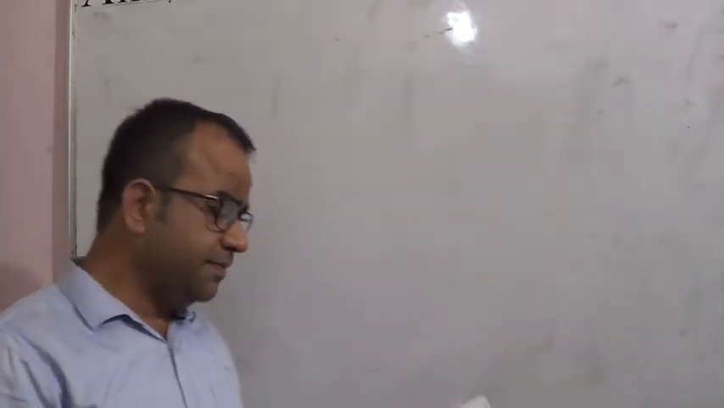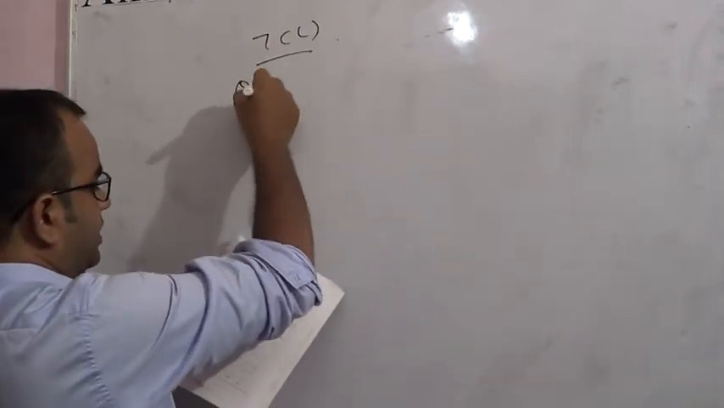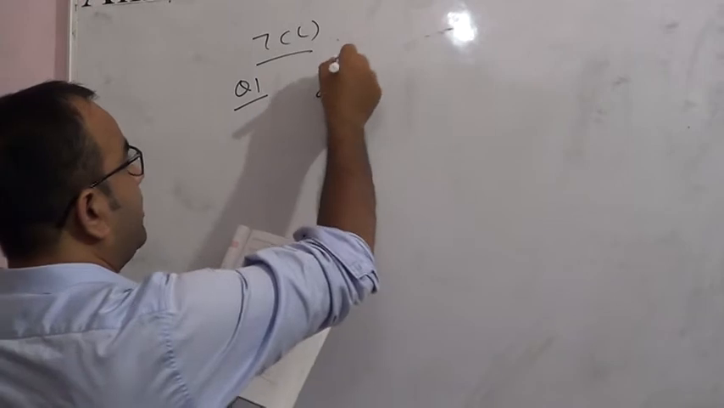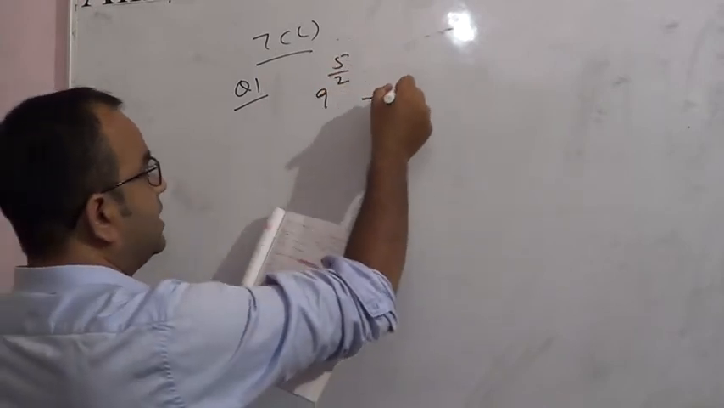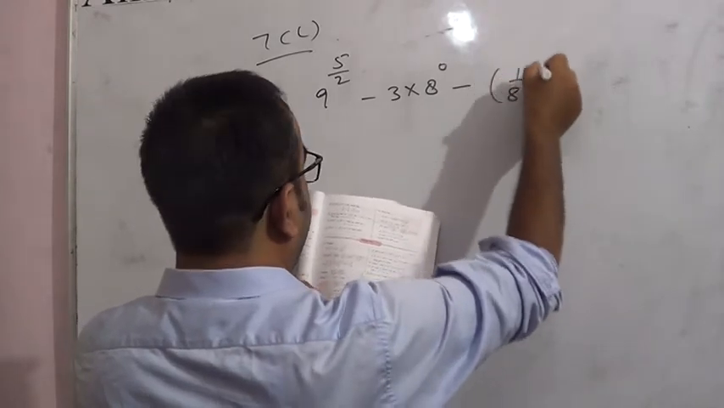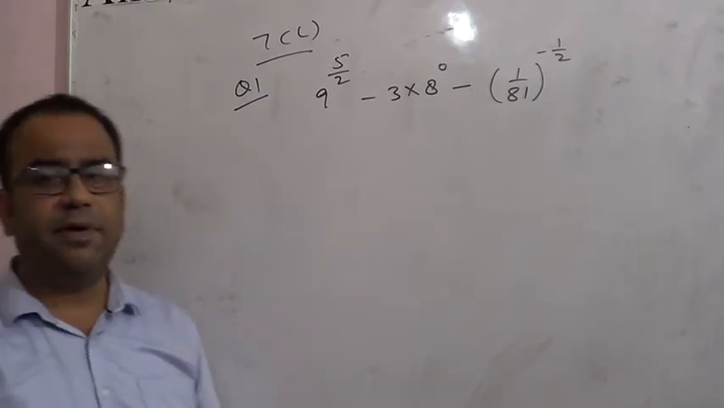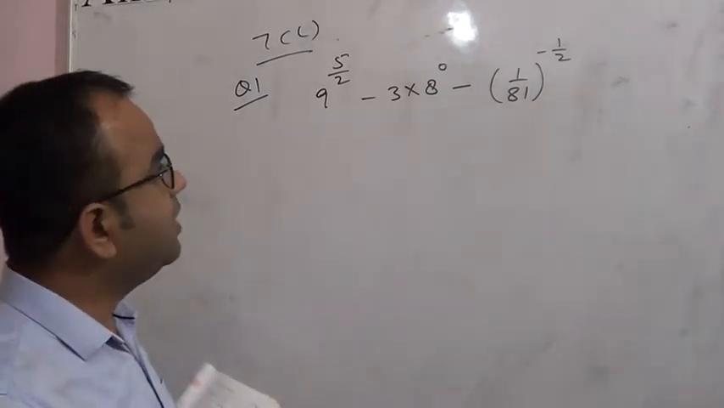Okay, so see 7C question number 1 says 9 to the power 5 by 2 minus 3 into 8 to the power 0 minus 1 upon 81 to the power minus 1 upon 2. We have to just simplify it and find the value.